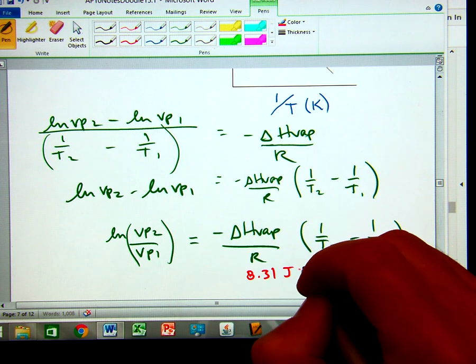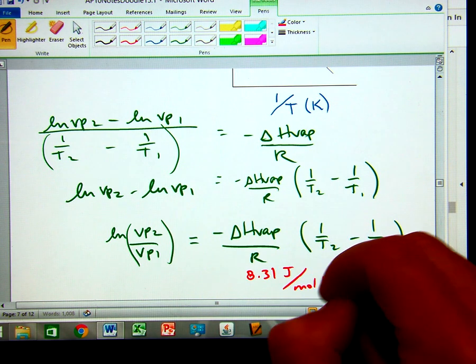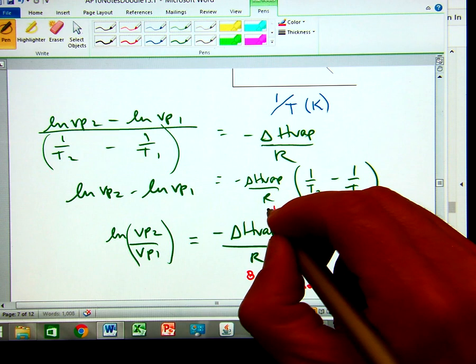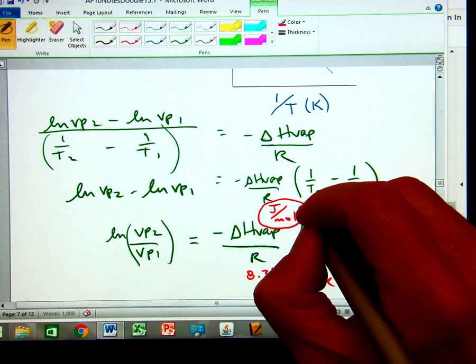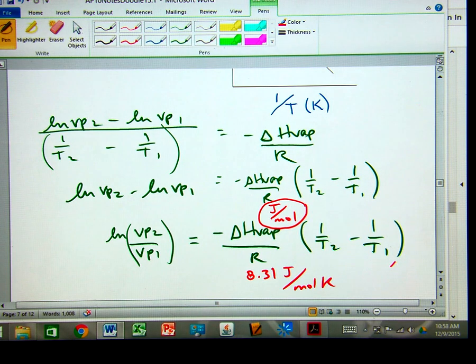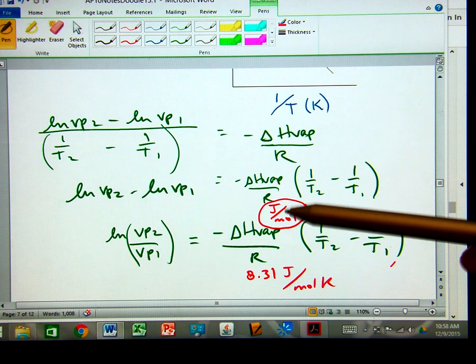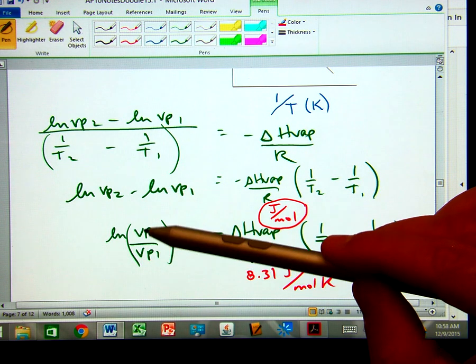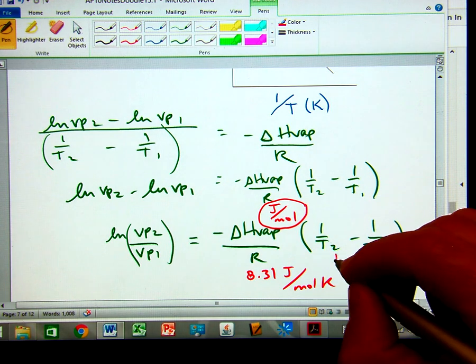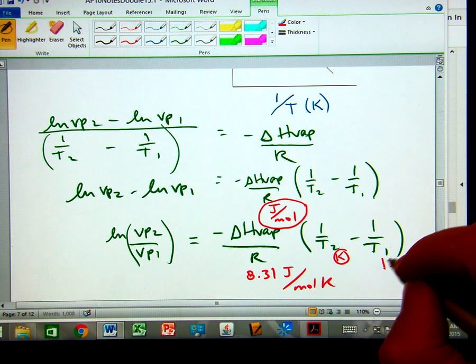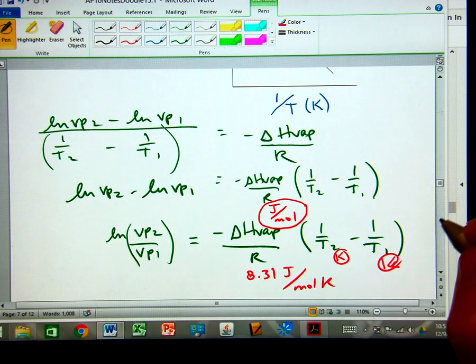And please remember that R is 8.31 joules per mole Kelvin. So this Hvap has to be in joules per mole. That's really important. It has to be in joules per mole. A lot of times they're going to give you the wrong units. These two could be in any unit you want as long as you match, because it's going to be a ratio. And of course, as always, temperature must be in Kelvin. So as long as you get your units right, you should be fine with these calculations.